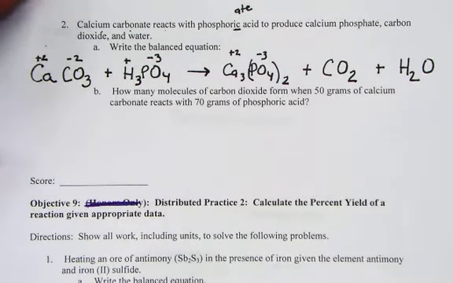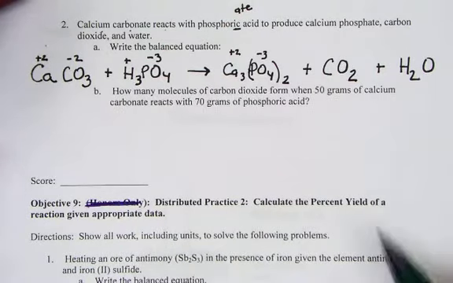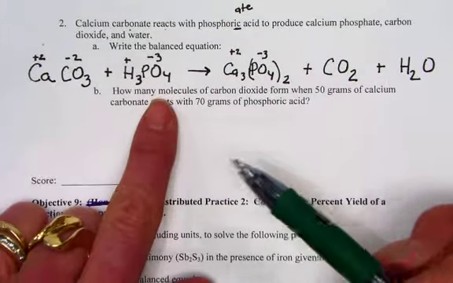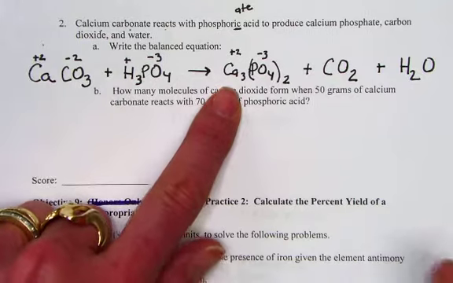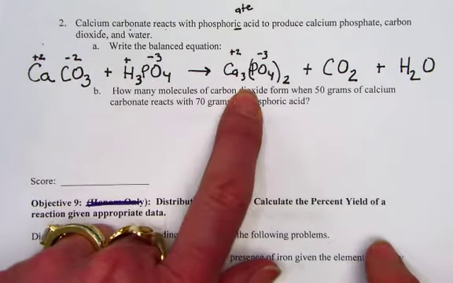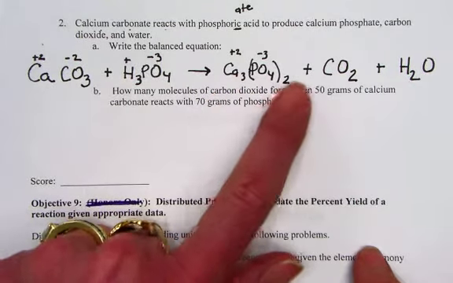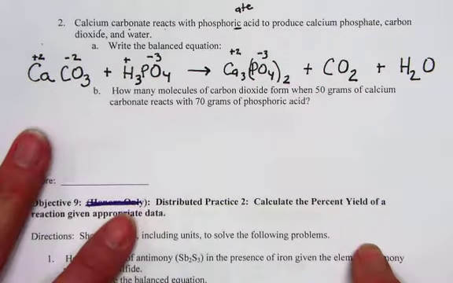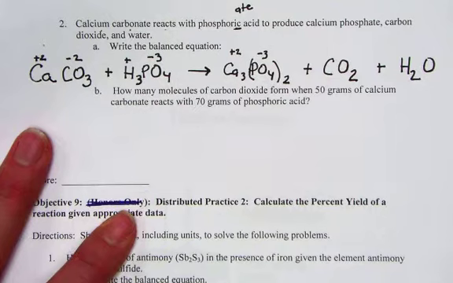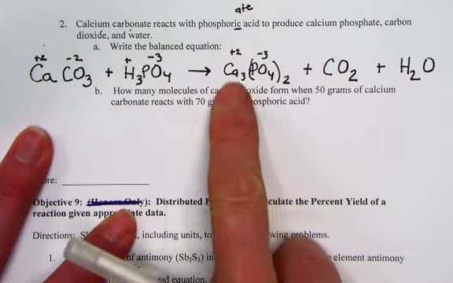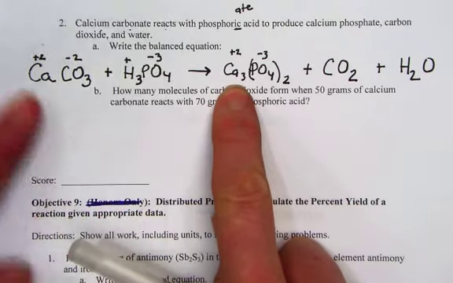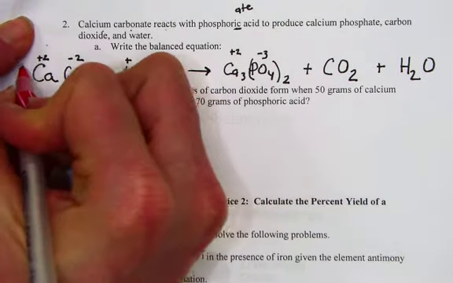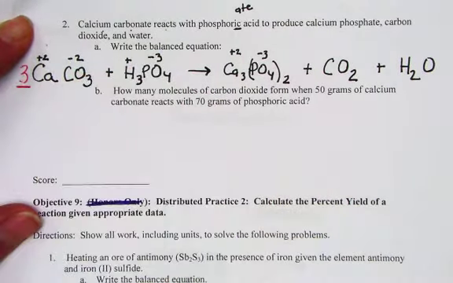Our skeleton, CaCO3 plus H3PO4 yields calcium phosphate, Ca3(PO4) taken twice, with carbon dioxide and water. We will now work to balance our equation. I notice that there's 3 calciums on the product side. This might be a good place to start with a 3 in front of the first reactant, balancing the Cas.